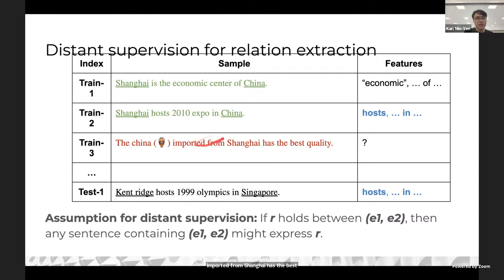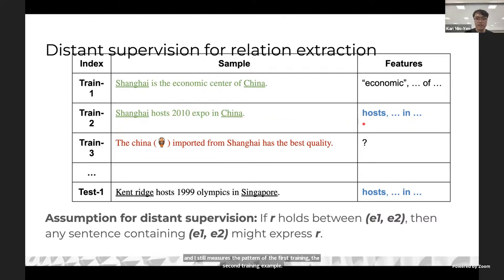So it's not the case for the relation R, but the authors said that if we have a huge amount of data, even though it's noisy, our model can still learn the pattern from it. And ideally, in a testing case, "the country holds Olympics in Singapore", which is kind of factually wrong, it still matches the pattern of the first and second training examples, hosting, right?